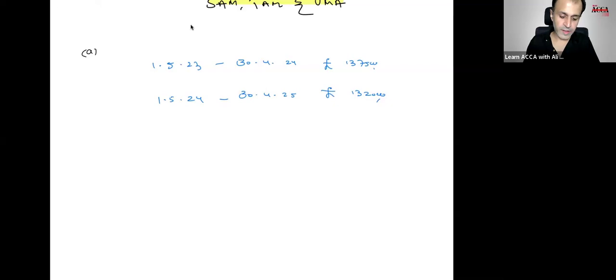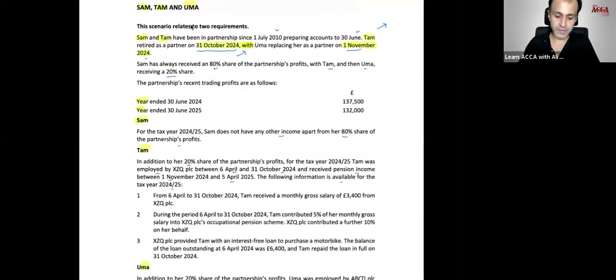So that means in the first year, we only have Sam and Tam. And I'll go and write the date of 31st of October 2024. How many months can we see before and after? There are May, June, July, August, September, October. We have 6 months to cater before and after. November, December, Jan, Feb, March, April. Yeah. So 6 months before, 6 months after.